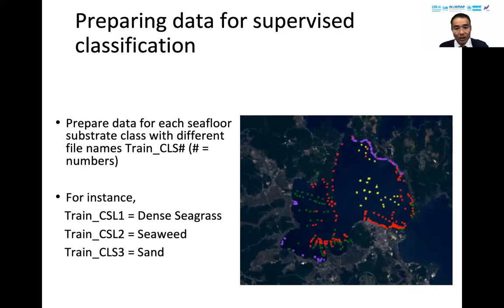And of course, you need to prepare a dataset for supervised classification. In this case, the sample dataset has 4 different classes. The file names start with train underscore CLS1 to CLS4. In this case, the green indicates dense seagrass, the purple is seaweed, the red indicates sparse seagrass, and the yellow is sandy bottom.